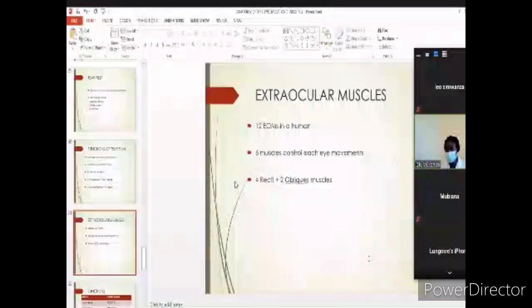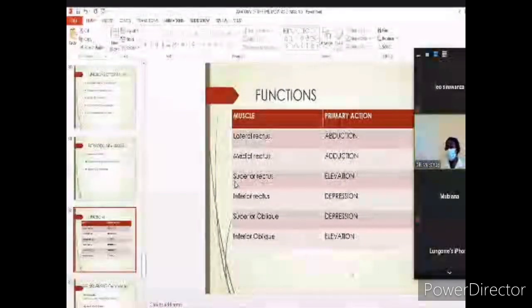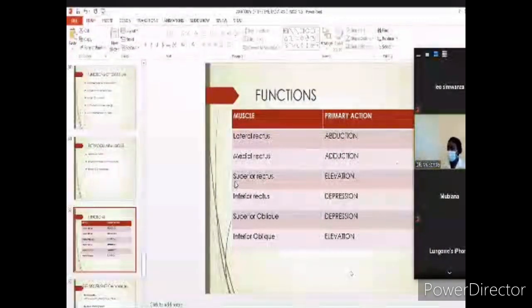And the 6 muscles of each eye will control the movements, okay? So what are these muscles? We have 4 recti and we have 2 oblique muscles. I think we'll see them in the next page. I've only put primary actions here because there are secondary actions and tertiary actions that may just be a bit confusing at this stage. We'll just concentrate on the primary actions.